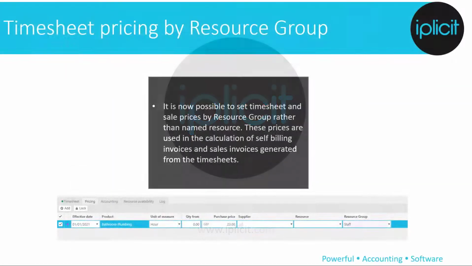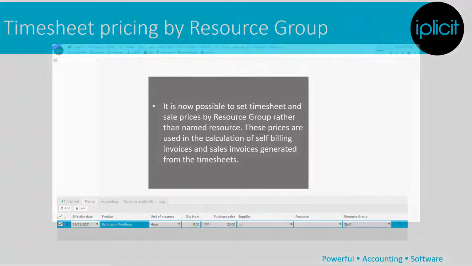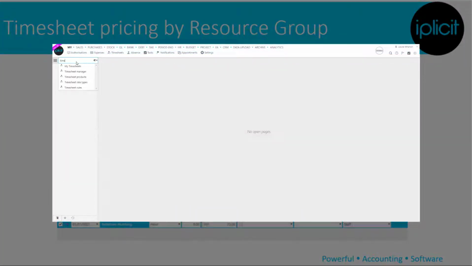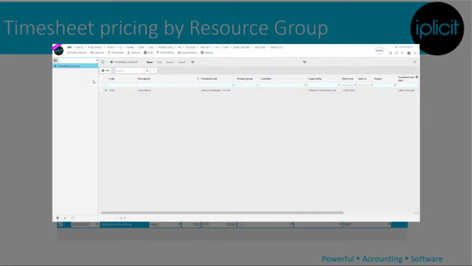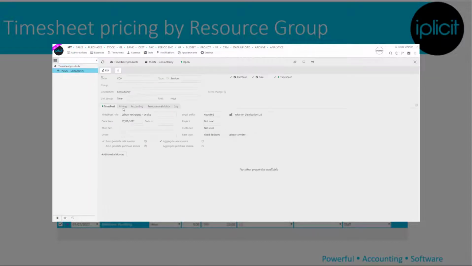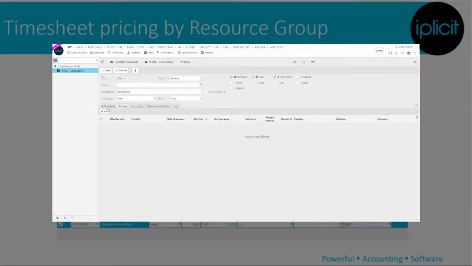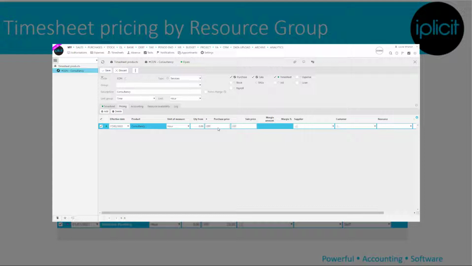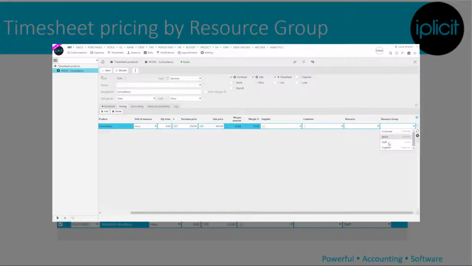Next, we're going to take a look at the new feature on timesheet products. When setting up a timesheet product, I can now assign a different sales and purchase cost against not only a resource, but now a resource group, making it much easier to set up the prices against a group of resources and not having to add them all individually if the cost depends on the resource completing the work.